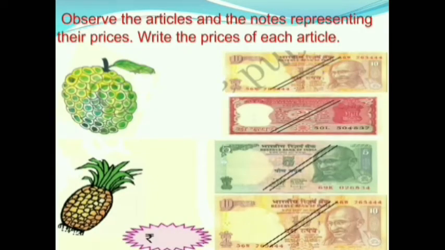Children, now we should observe the articles and the notes representing their prices. Write the prices of each article. First we have custard apple. They have given one 10 rupee note and one 2 rupee note. Now we should add both of these. What is 10 plus 2? 10 plus 2 is equal to 12 rupees. The cost of custard apple is 12 rupees.